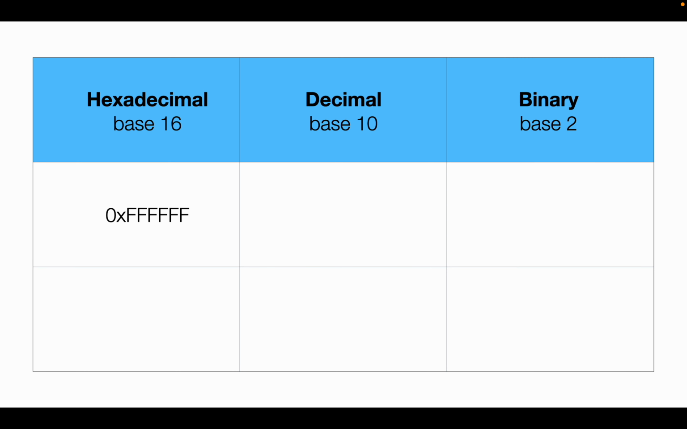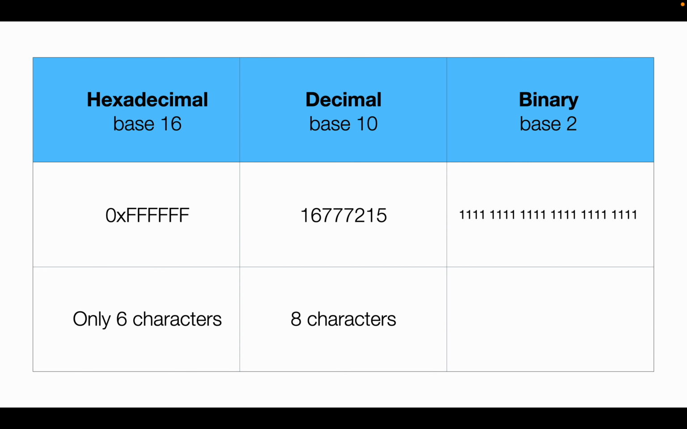Now you might be saying, why on earth do we need to use something like hexadecimal numbers when we have decimal numbers and binary numbers? Let's take this hexadecimal number. Now how many characters do we use to express this number? Only 6 characters, right? 6 Fs. Now this number, if you do all those calculations, is this number. Now how many characters do we use here? It's 8 characters. And if you want to see its binary number, well, it's a little bit more crazy. It's 24 characters.